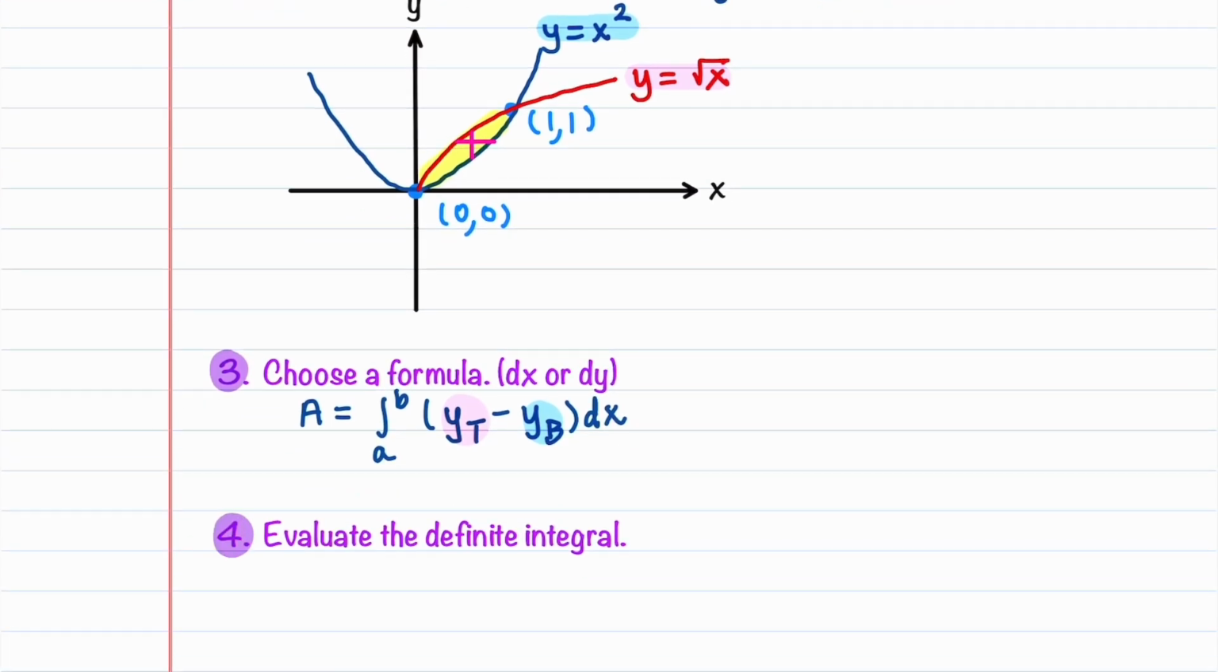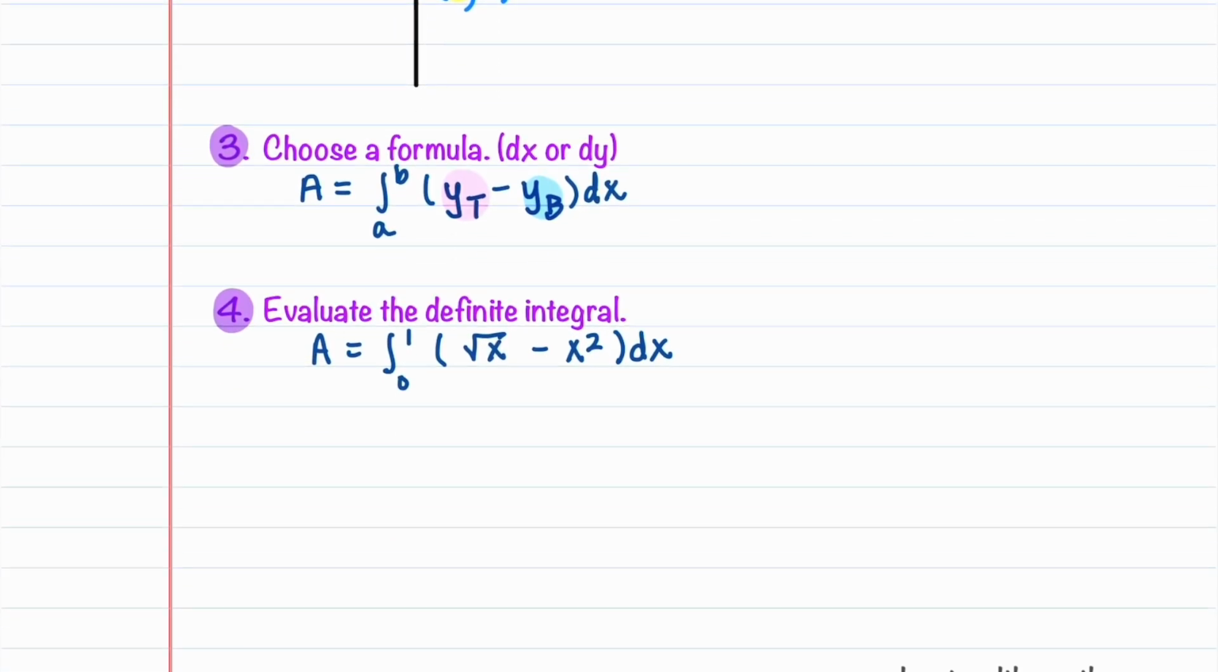Now let's go ahead and evaluate our integral. A is equal to the integral from 0 to 1 of the curve on the top, which is root x, minus the curve on the bottom, which is x squared, times dx. One thing that's really nice with these problems is if you do make a mistake and you pick the wrong curve for the top and the wrong curve for the bottom, you're going to get a negative area.